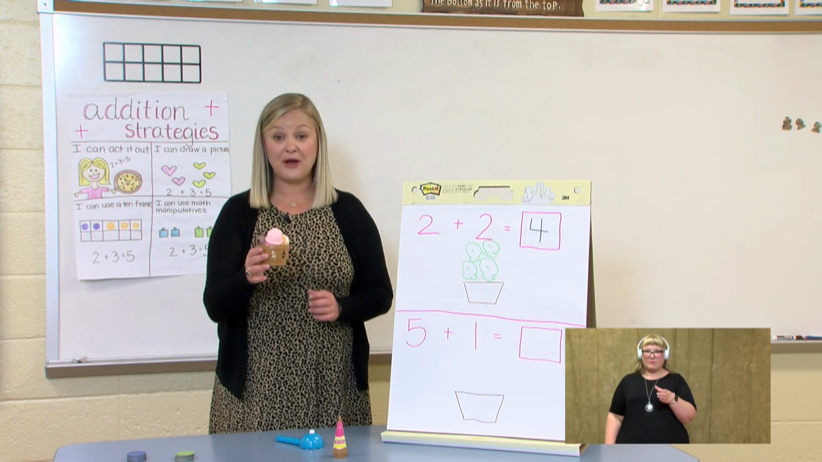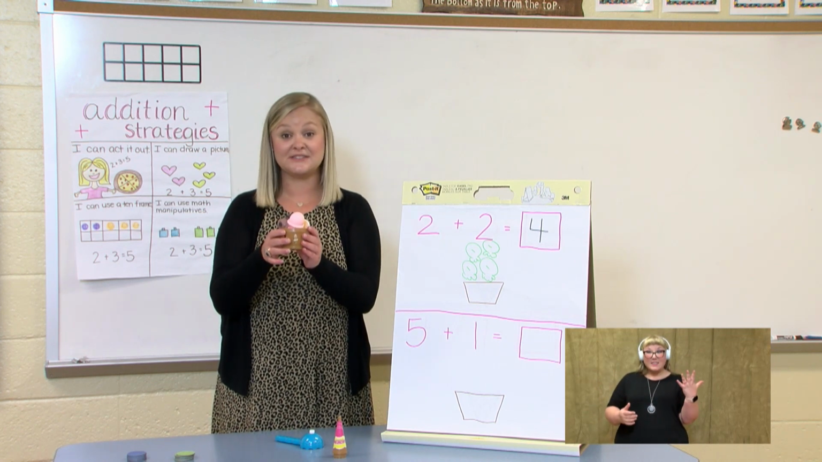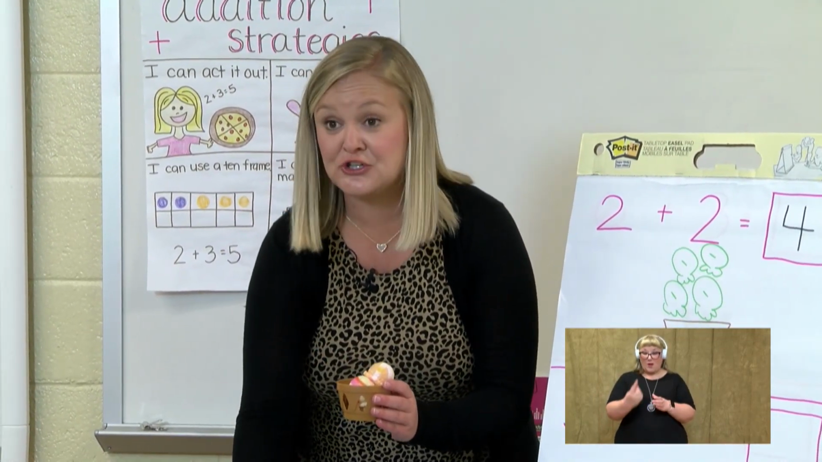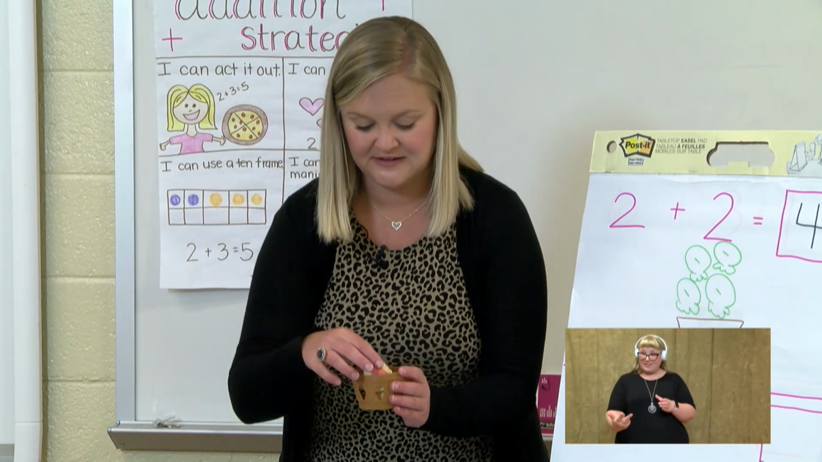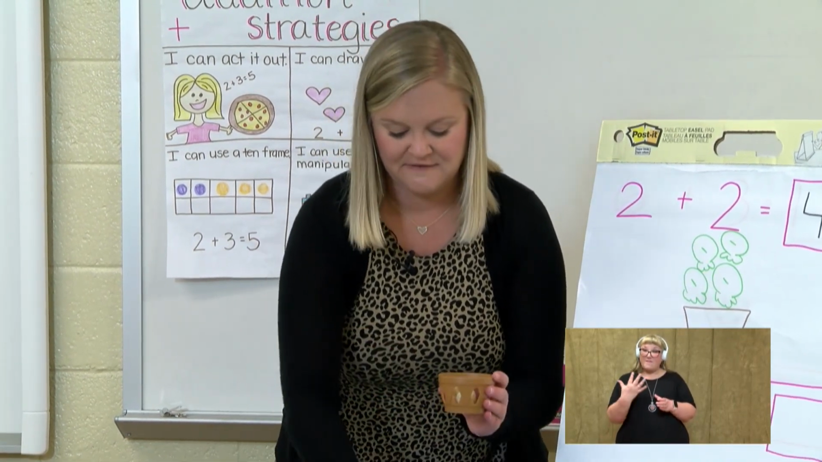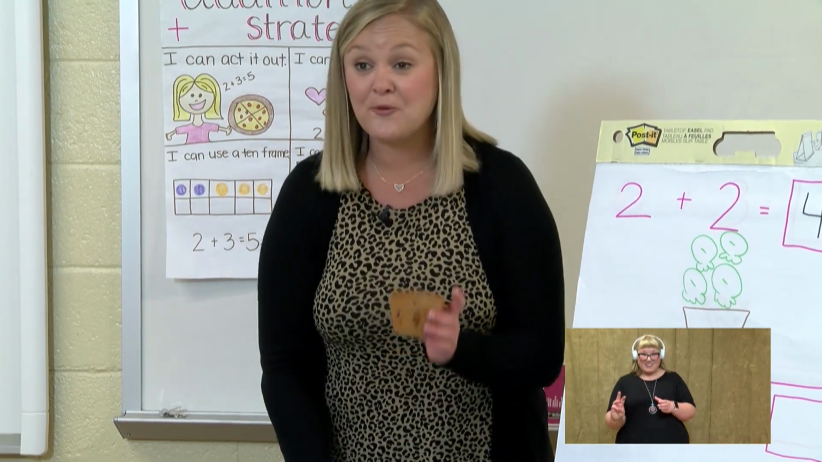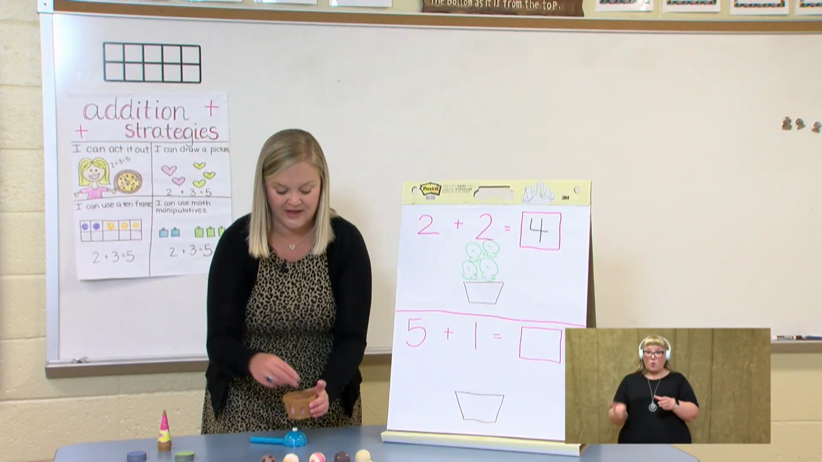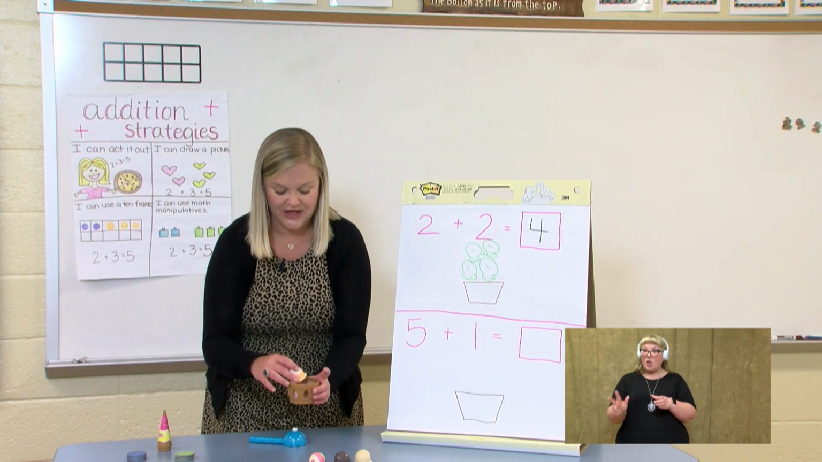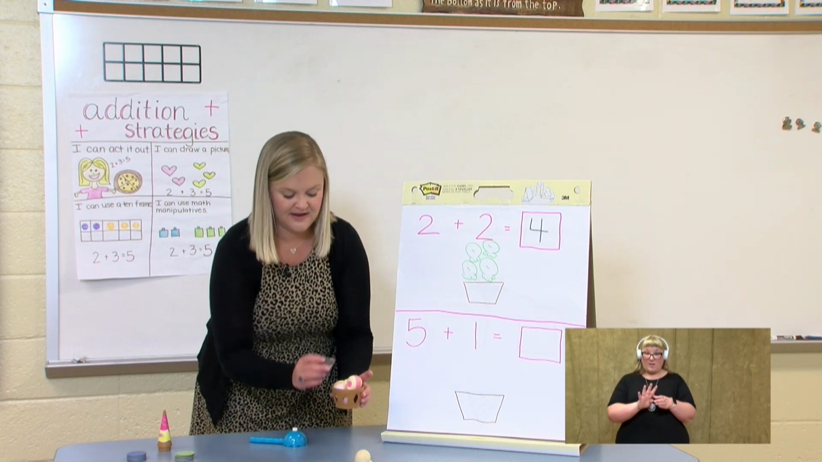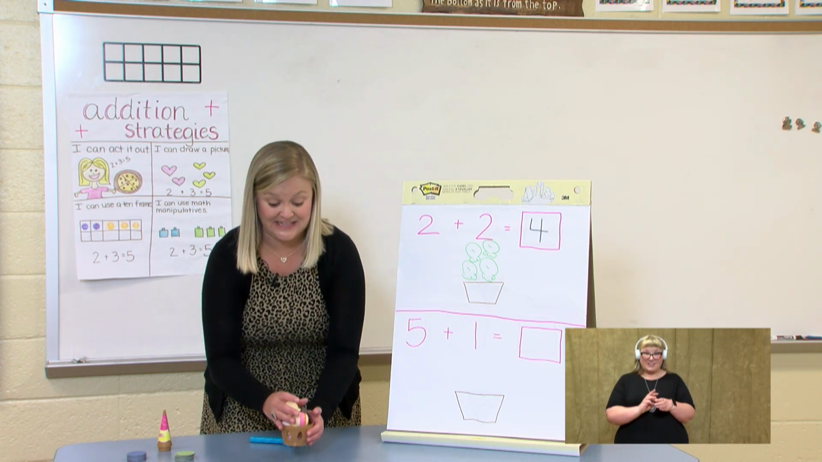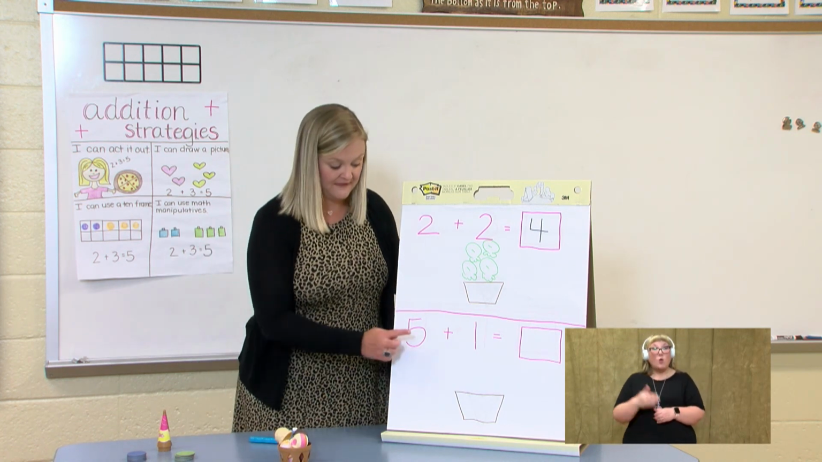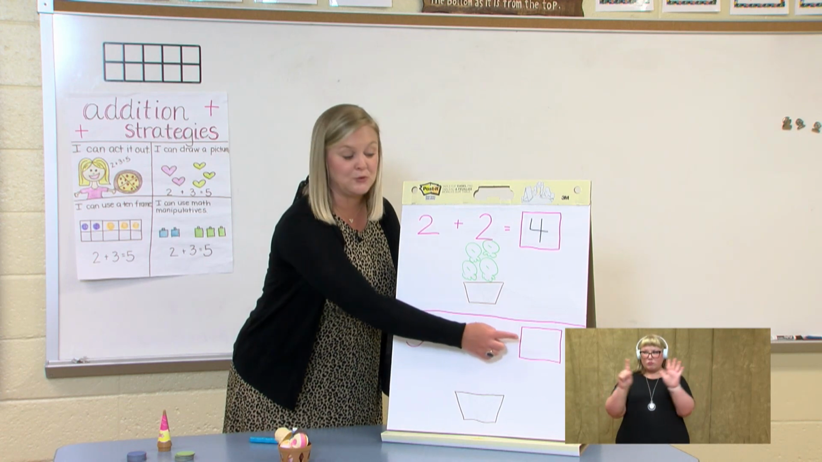1. So now our cup has 5 plus 1. Let's see how many scoops that is. 1, 2, 3, 4, 5, 6. How many scoops of ice cream did we have in our cup? 6. Let's put them back in. 1, 2, 3, 4, 5, 6. That is a full cup of ice cream. So we know from acting it out that 5 plus 1 equals 6.